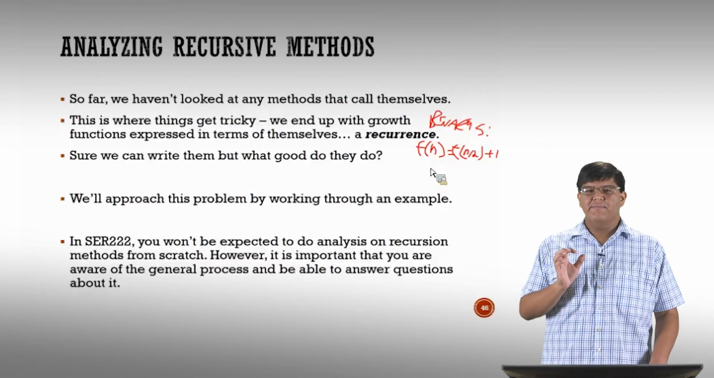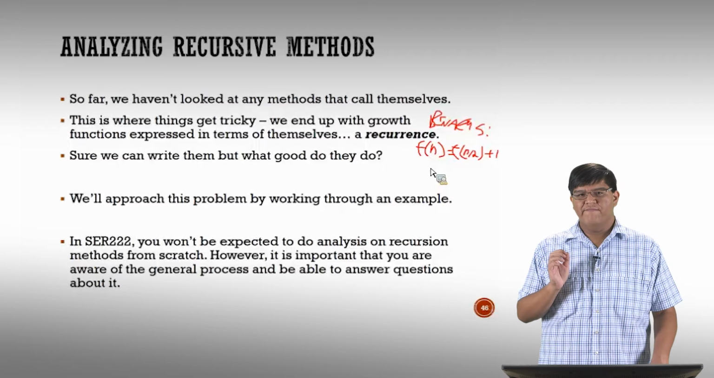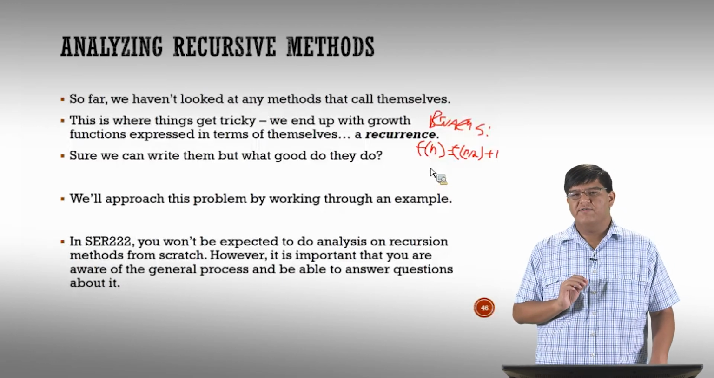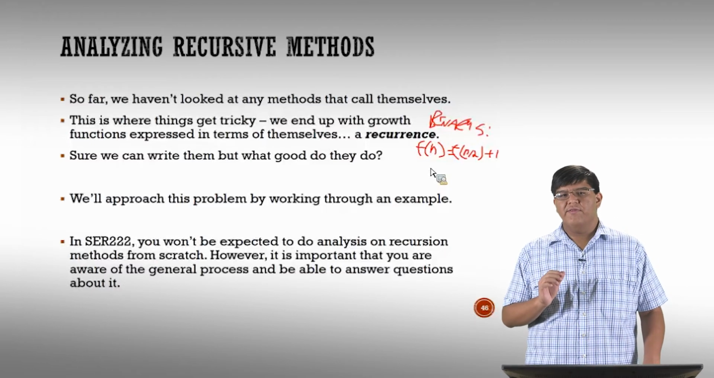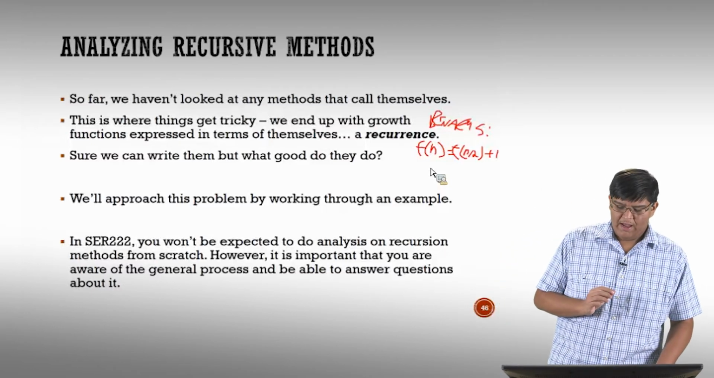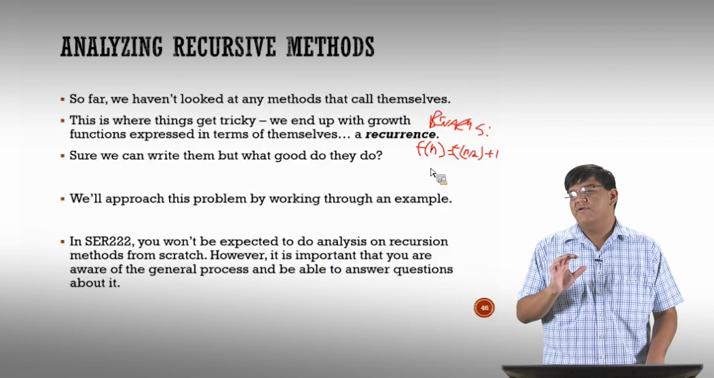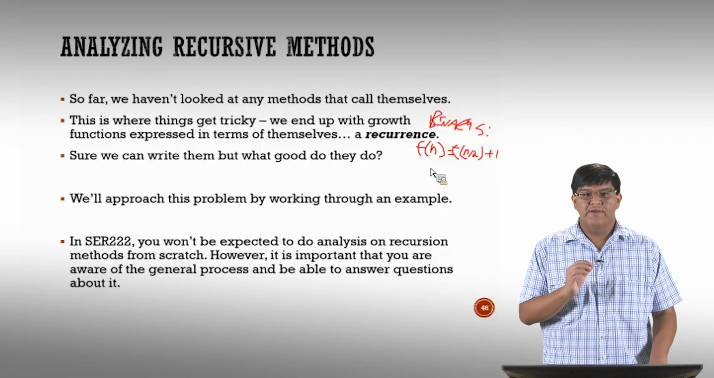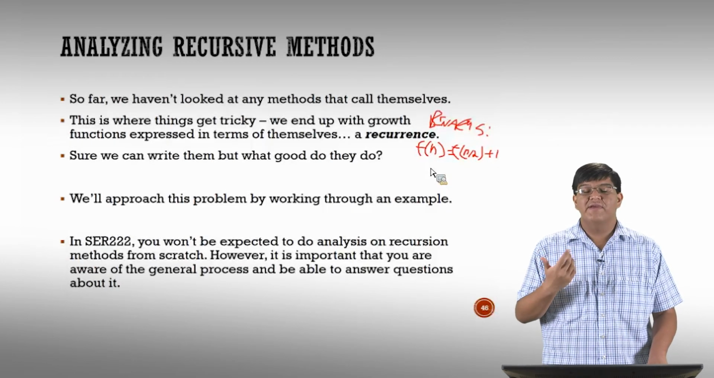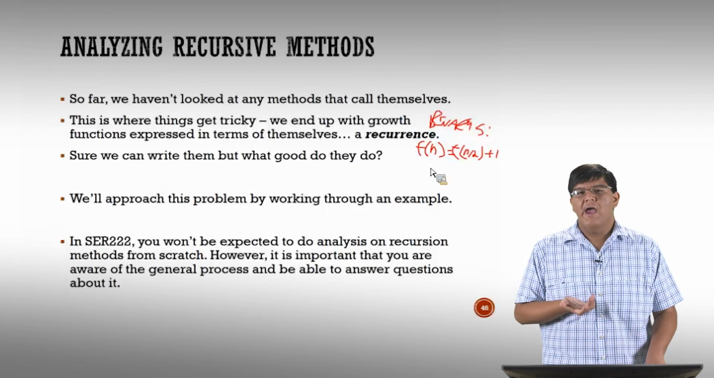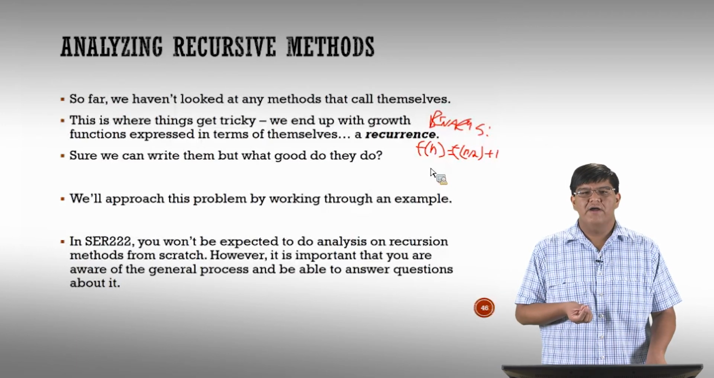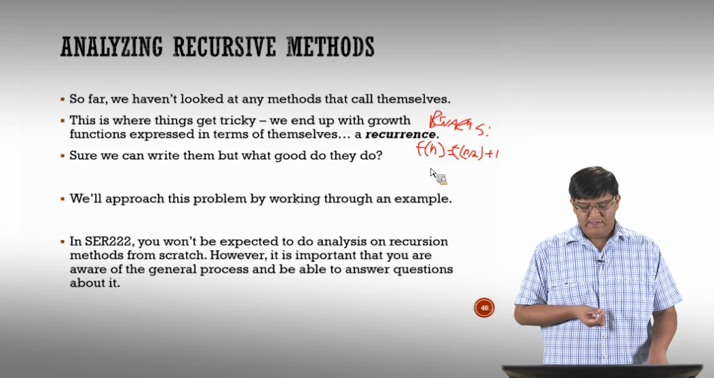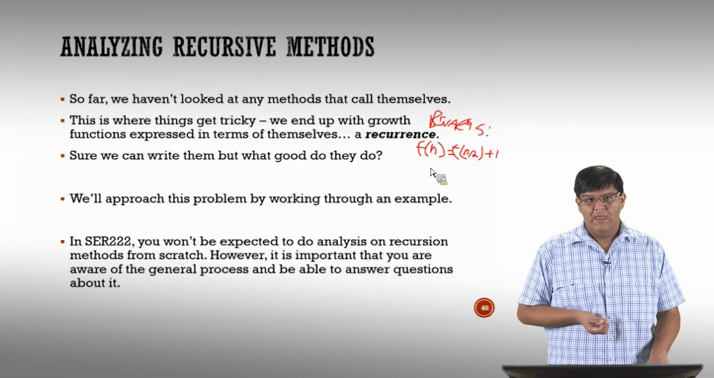The point is, this is a little different from what we've seen before, because the growth function we would write for a recursive method now refers to itself. It's a recurrence, so we have f of n on both sides. It's not always that bad to write them, but what is bad is solving them, because this by itself is a recursive mathematical formula, and what we really want is a closed form solution. That takes some work to get, and we'll talk about it a little, but it's really out of the scope of this class.